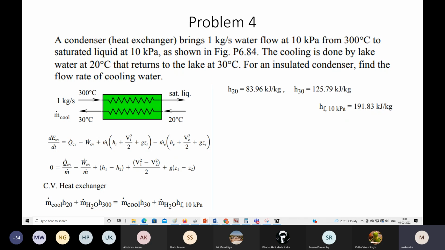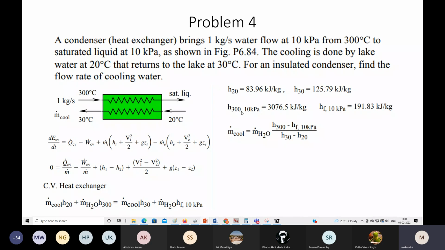From the table, okay, the liquid enthalpy is here like this. H20, H30 means at 20 degrees and at 30 degrees. The pressure is the same. So from the data table we have taken this. And for the steam at 300 degrees centigrade and the pressure of 10 kilopascal, this is its enthalpy. Okay. And saturated liquid at the same pressure, this is its enthalpy. And after rearranging this particular equation, you can get it like this.